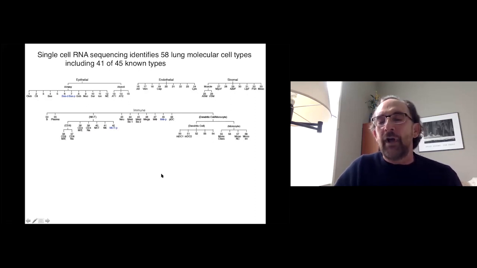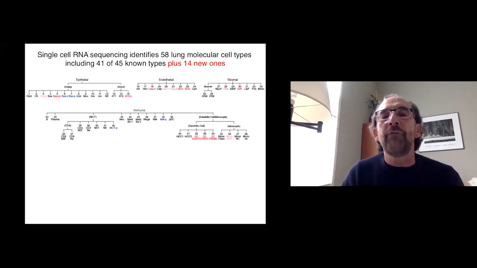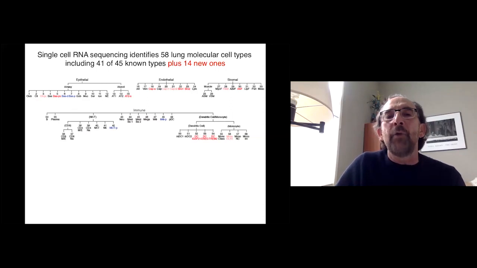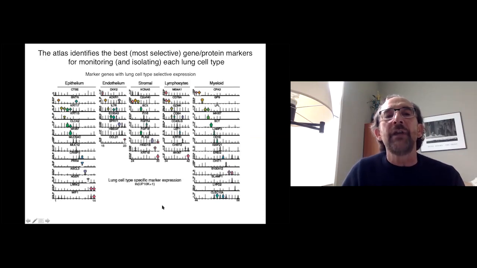But in addition to these known cell types and these cell states in the lung, rather remarkably, we identified 4 new molecular cell types in the lung. And because we now had this rather comprehensive set of molecular types in the lung, we were able to use the atlas to computationally identify the most selective gene and protein markers for each of the cell types, as indicated here, which will be useful for monitoring each of these lung cell types, for example, in pathological samples, and also, when we restricted to just membrane proteins, to be able to isolate each of these lung cell types, for example, by fluorescence activated cell sorting.